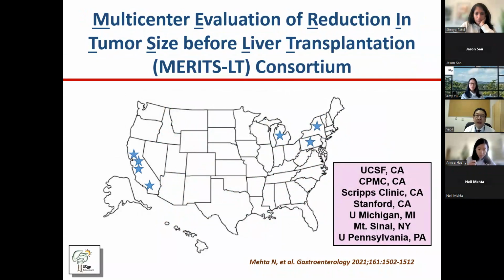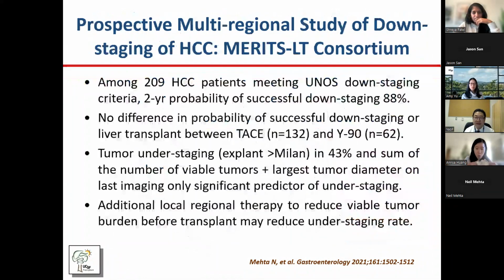And with all the work that Neil has done, we developed a consortium to prospectively evaluate tumor downstaging in the US. We named this the FAASLD Consortium. Neil does all the work, and I come up with acronyms every time. So FAASLD refers to multi-center evaluation of reduction in tumor size before liver transplantation. These are the 7 participating centers. We now added 1 or 2 of these centers.